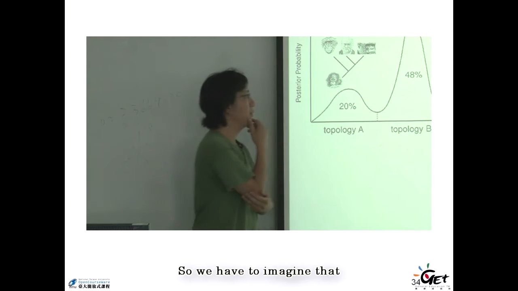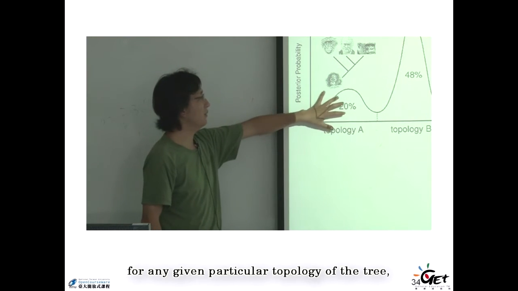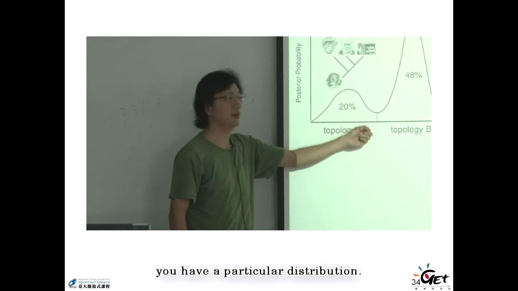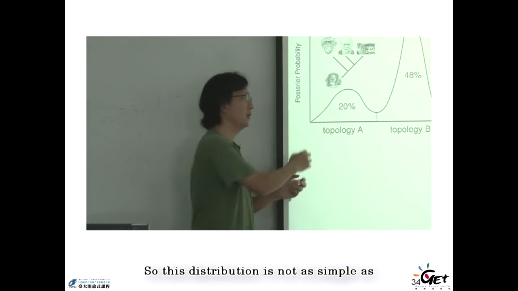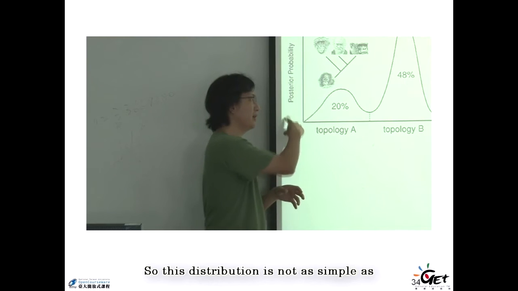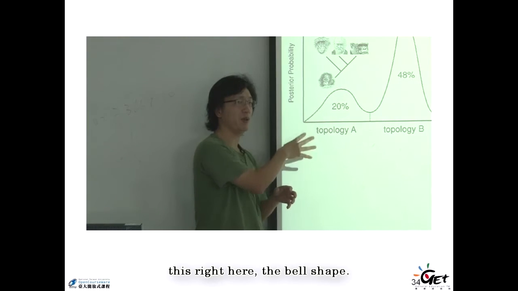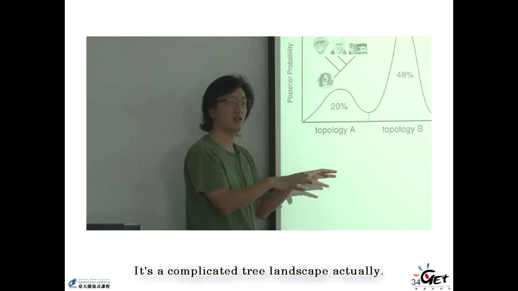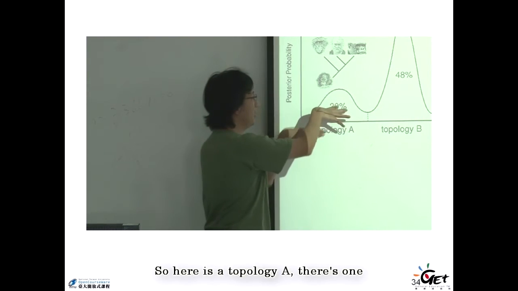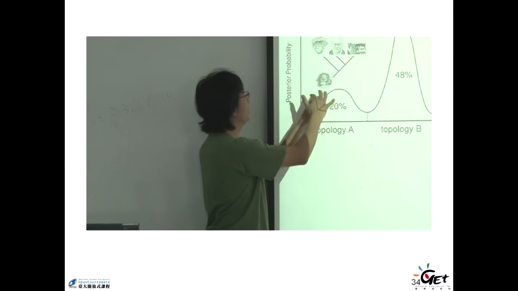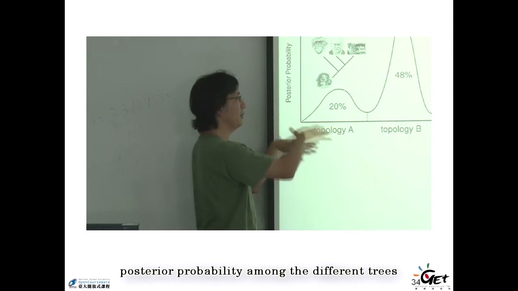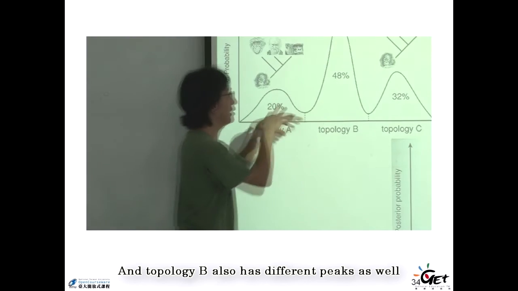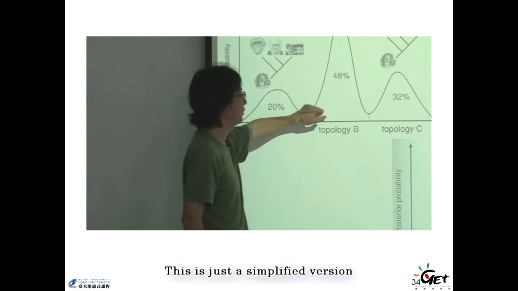So we have to imagine that for any given topology of the tree, there is a particular distribution. This distribution is not as simple as the one right here. It's bumpy in shape, actually a complicated tree landscape. Here is topology A, with one posterior probability among the different trees, and topology B also has different peaks as well. This is just a simplified version.